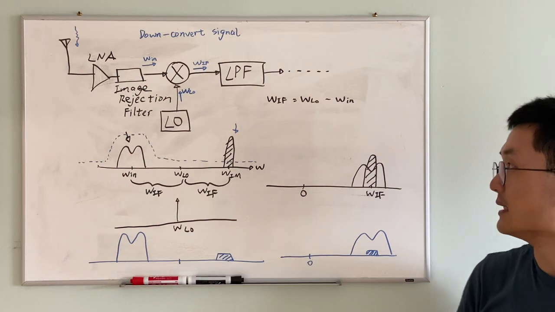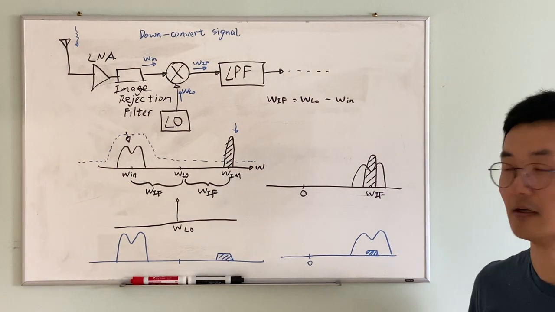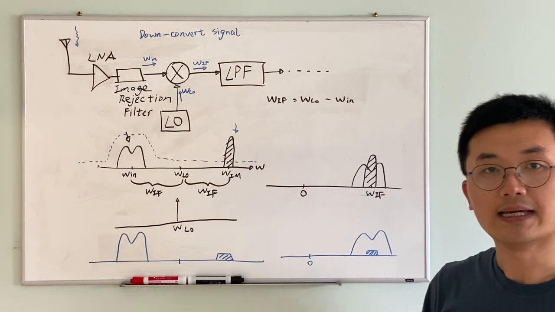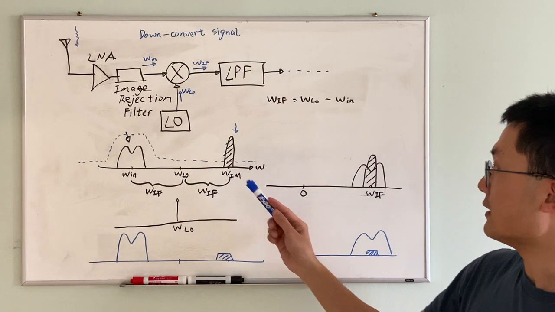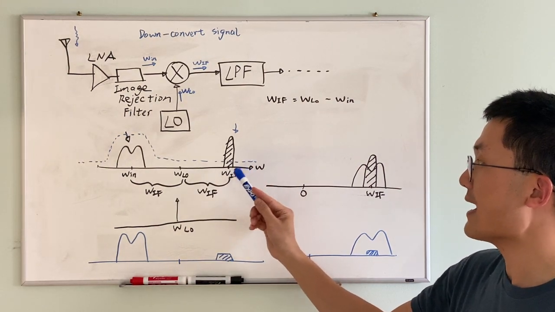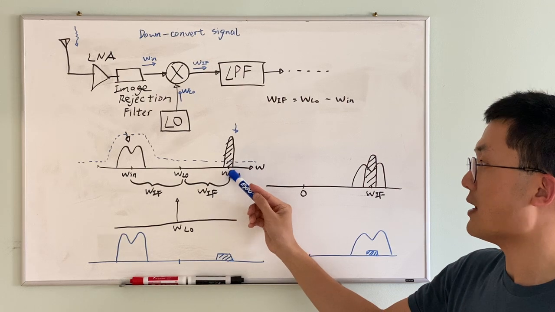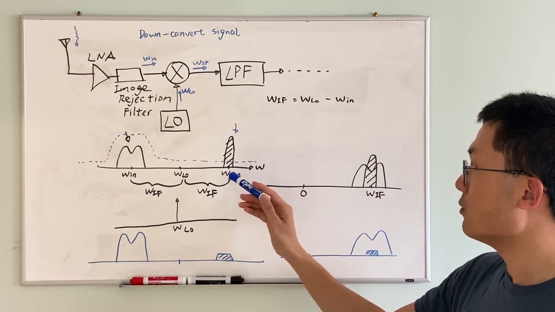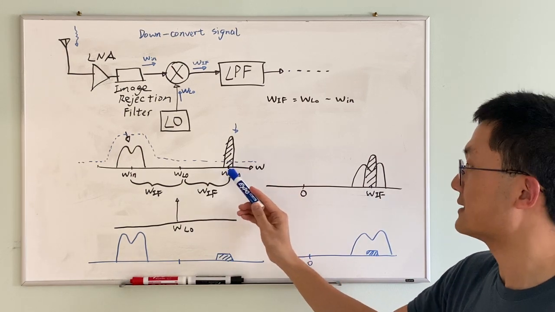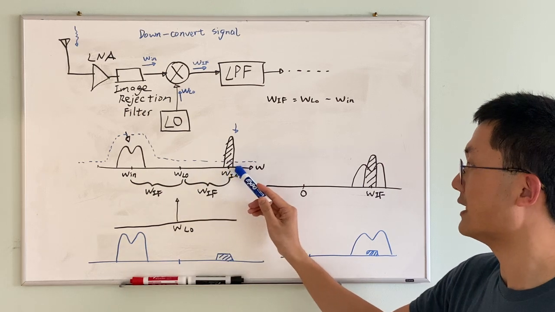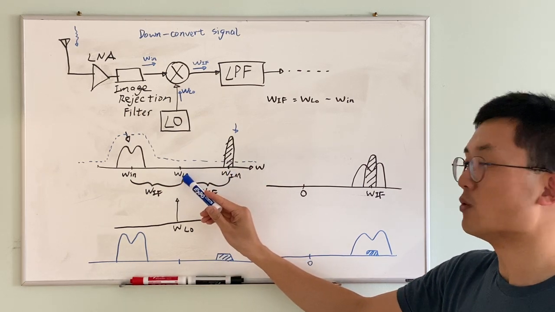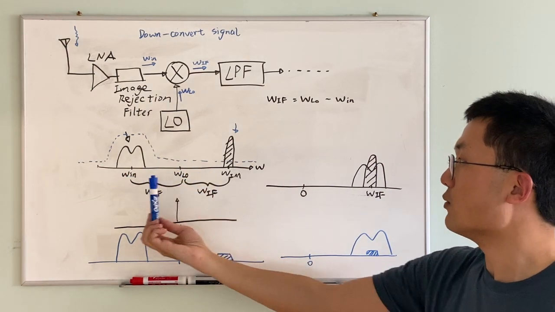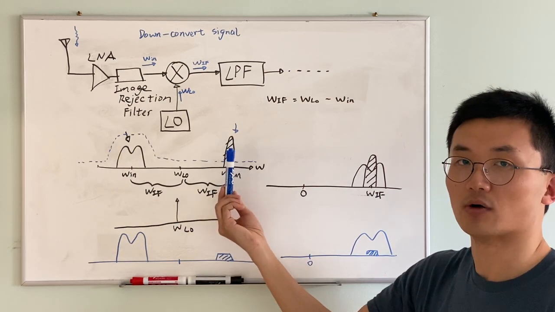So there is an important source of confusion here. I'd like to explain what exactly an image is. An image is not really a signal. What we consider an image is whatever signal just happens to appear in this exact location in the spectrum. What makes this location special is that the difference between the image and the LO equals exactly the difference between the input frequency and the LO. So in a way, the input frequency and the image are symmetrical.